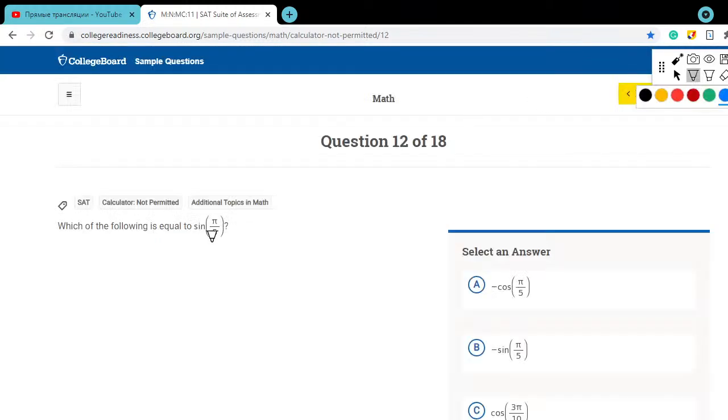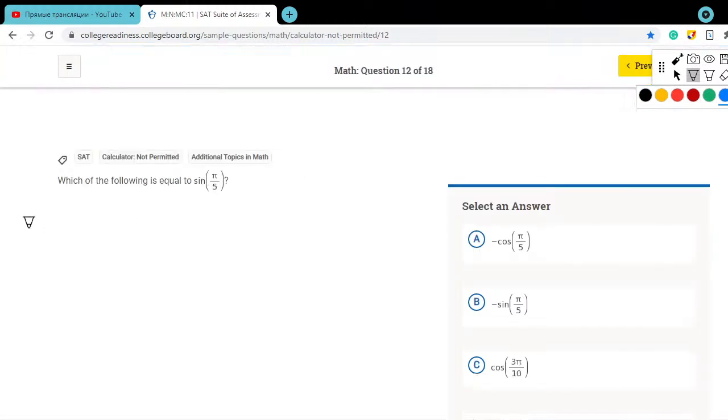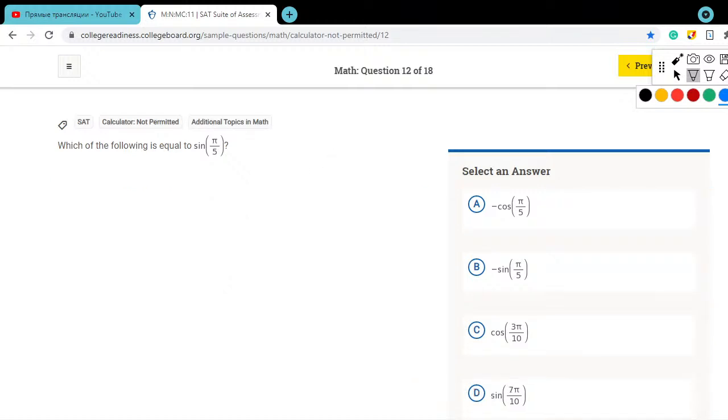So, which of the following equals sine of pi divided by 5? So, let's look at the answers first, and we will know that this is not the answer, because how can a be equal to minus a? It's only if a is equal to 0 and sine of pi over 5 is not 0. So we know that this is not the answer. Or minus cosine of pi over 5.